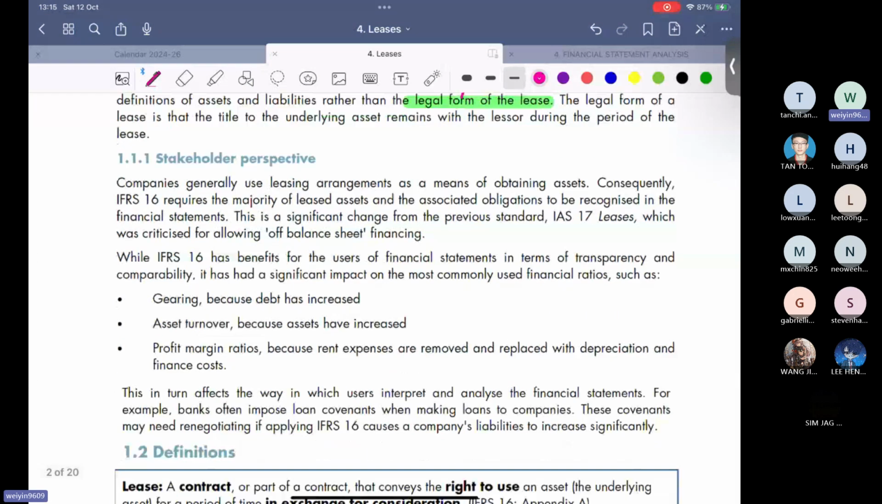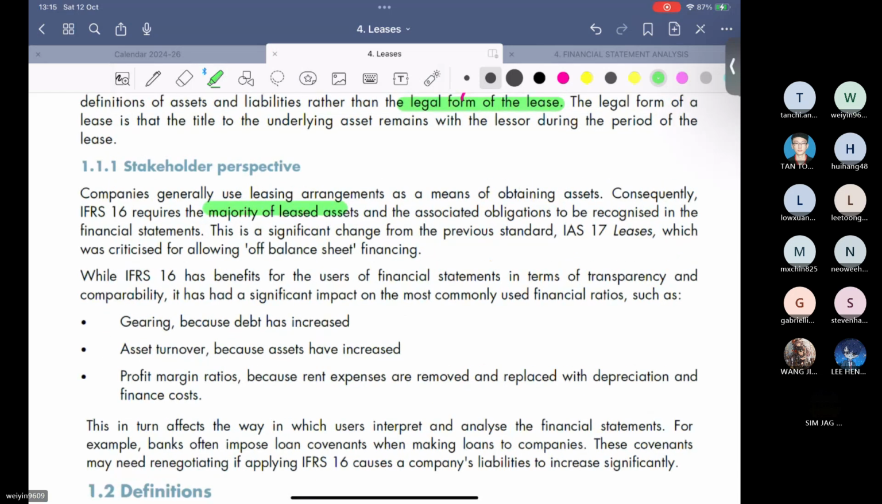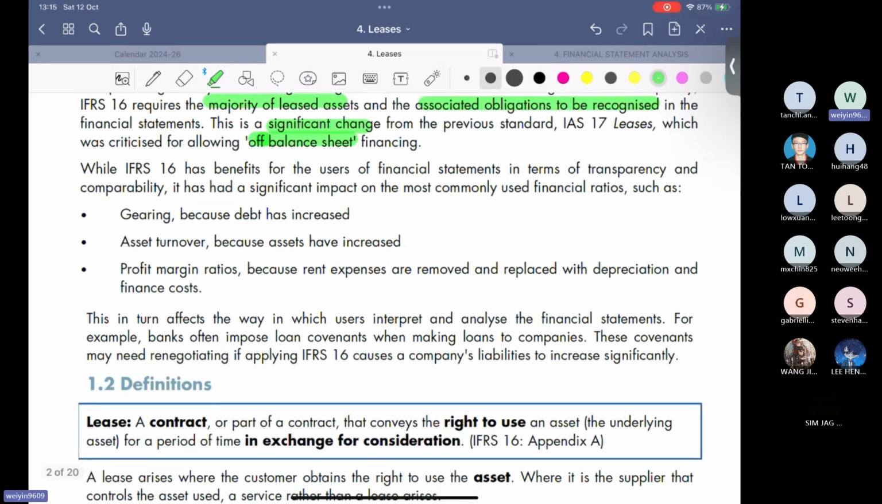As for the stakeholder perspective, right? When under a lease, you can use the asset of other people. So the standard says the majority of leased assets and associated obligations are to be recognized in the financial statements. This is a significant change from the previous standard IAS 17, which was criticized for off balance sheet financing. So because of that, we have a new standard to be implemented.